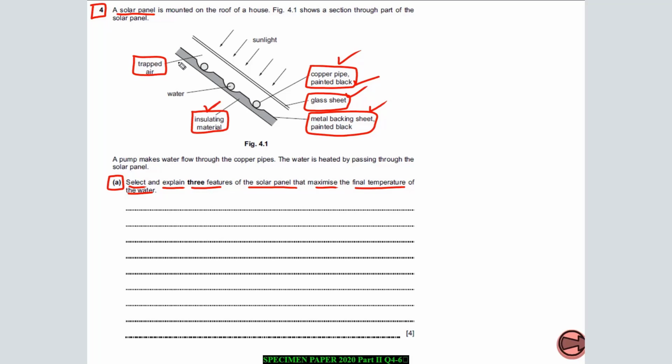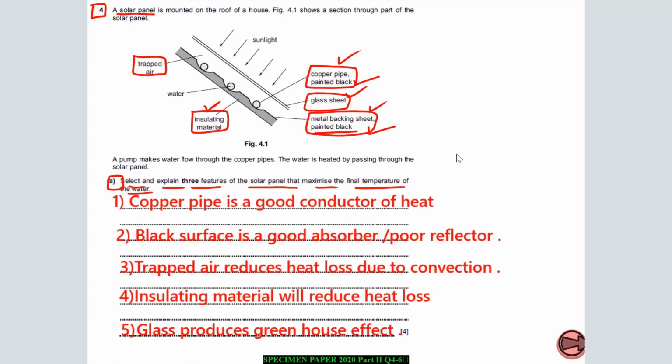Air trapped, if air is trapped, what is benefit of that? To increase the temperature of hot water. And also here we have metal sheet, why it is painted black. So these are the features, and now we need to select them, means we need to mention the feature, and also we need to explain, means what is its role in increasing the final temperature of the water. So let's answer this question now. So this is how we can answer this question.